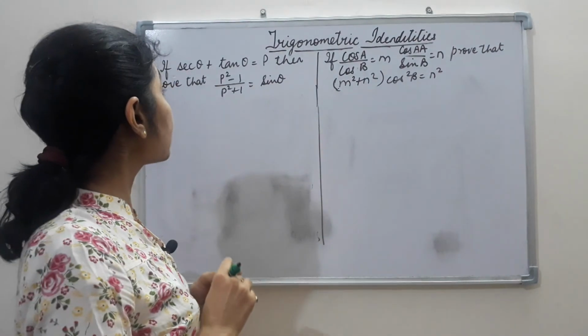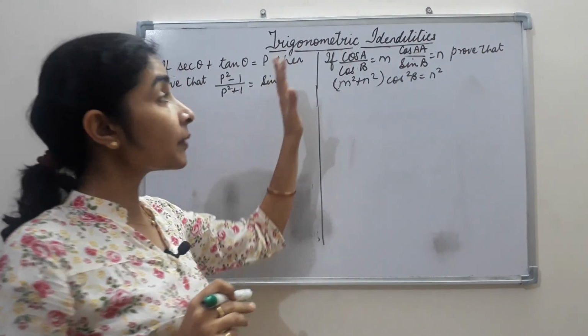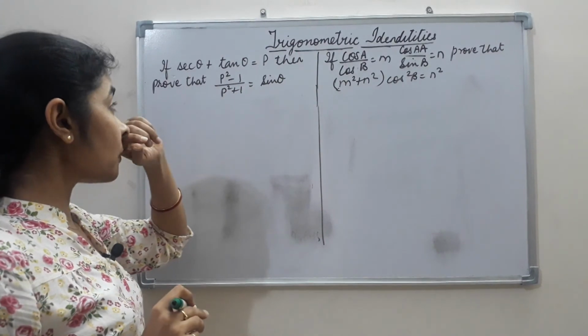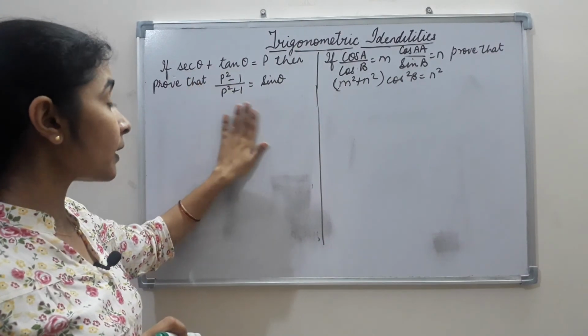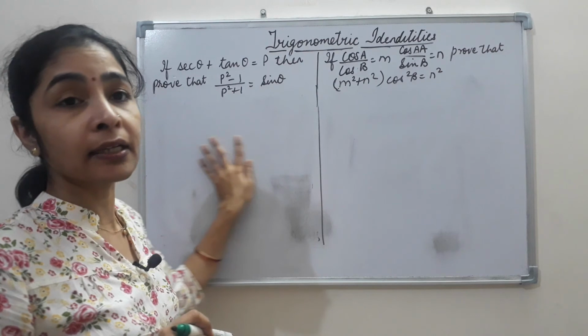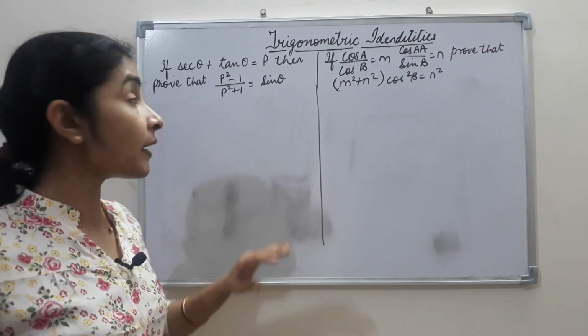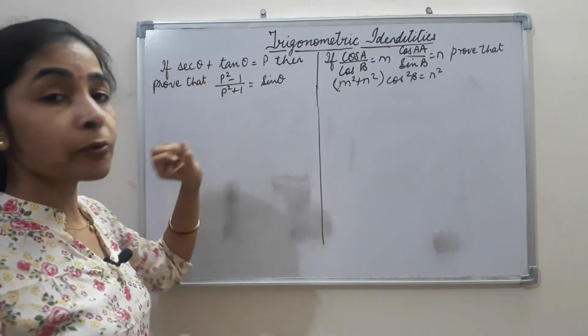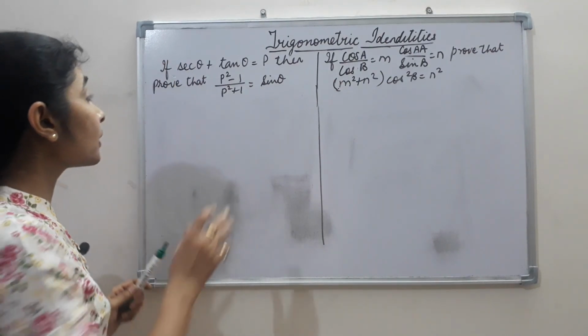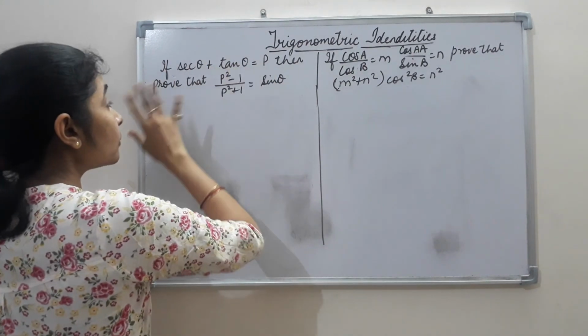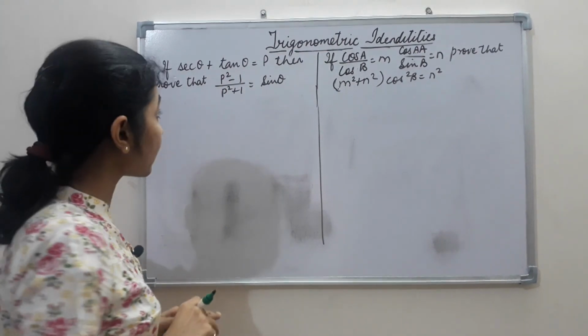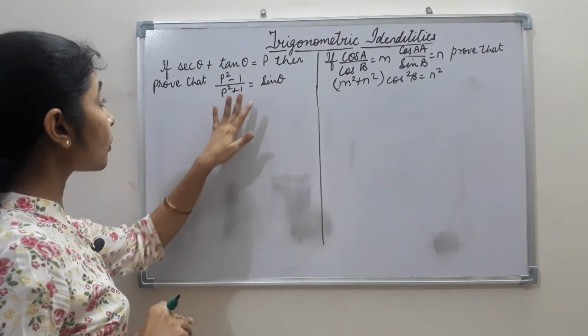Yes, hello guys, here we are with the topic trigonometric identities, in which, as I said in the previous video, we will solve some identities in which a variable is assigned an expression as its value, and then we are supposed to solve the given equation. So here is the variable p, which is assigned the value sec theta plus tan theta, and we are supposed to solve this equation.